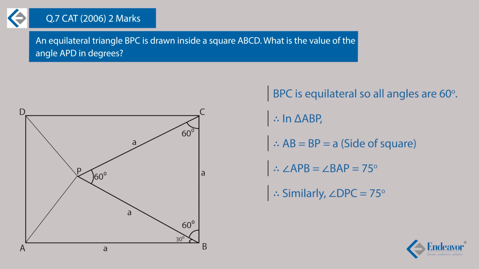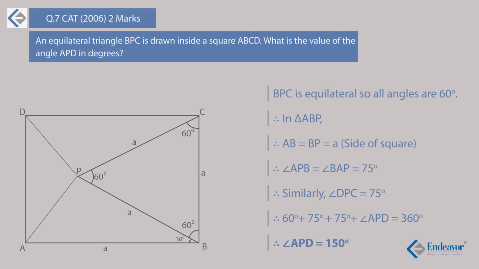at the point P, if I draw a complete circle, we know that all the angles will sum up to 360 degrees. Therefore 60 degrees of BPC plus 75 degrees of CPD plus DPA, which I need to find, plus APB, which is also 75 degrees, will sum up to 360 degrees, and therefore APD I can solve and find out will come out to be 150 degrees.